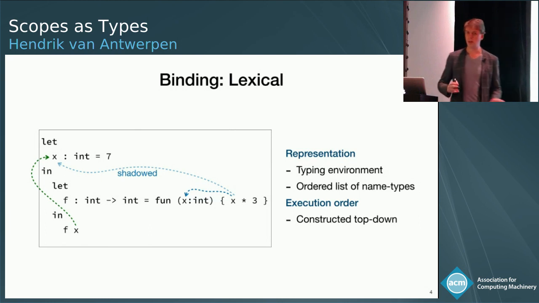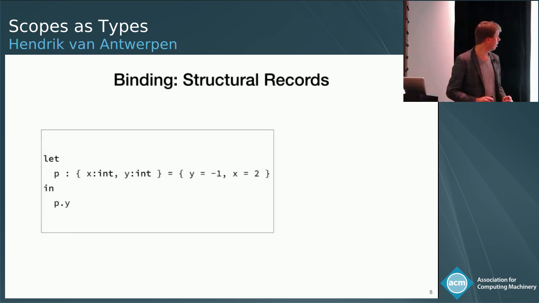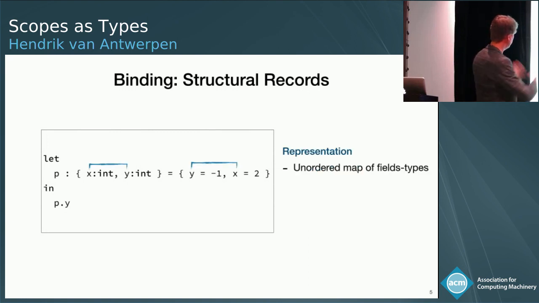Now, of course, we don't only have this kind of lexical binding pattern. We also very often have binding that's related to our types. So I have an example here of record types. And what we see here is that, well, we have this record. It's some kind of unordered representation that we want to represent these things with. So the order of the fields doesn't matter.